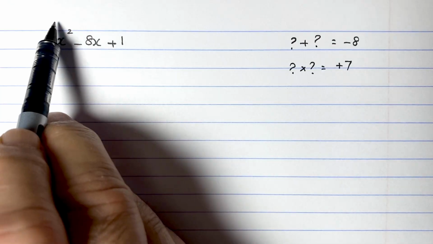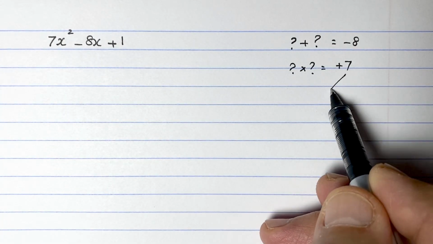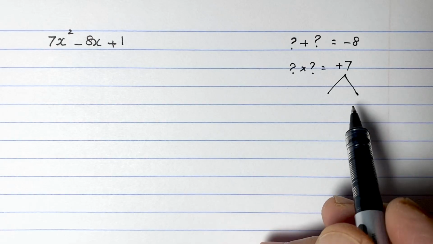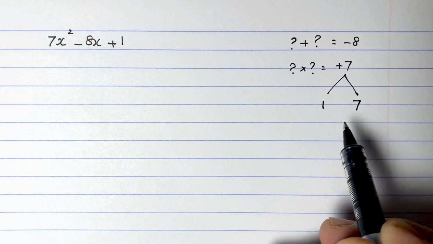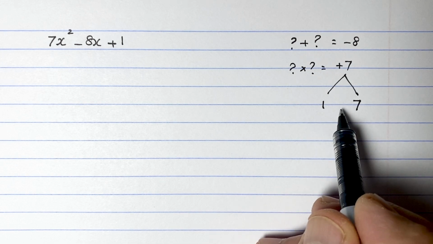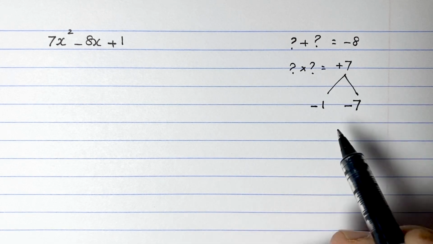Minus 8 here, and 7 times 1, 7 times 1 plus 7. The two numbers which I'm looking for, times to give me 7, must be only 1 and 7. They must times to give me plus and add to give me minus 8. So they're both negative values.